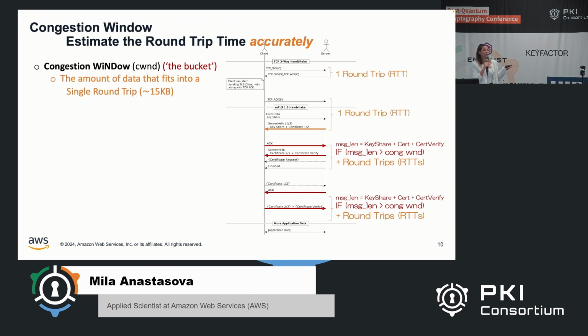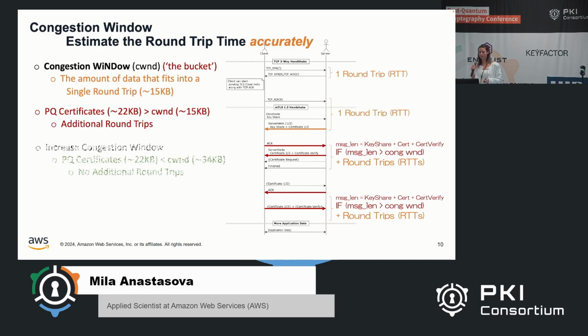In particular, congestion window is defined as the amount of data that fits into a single round trip of around 15 kilobytes of data. Post-quantum certificates are estimated to be around 22 kilobytes, which, of course, do not fit into a single congestion window of around 15 kilobytes. Therefore, as we have already seen, they're going to introduce additional round trips.